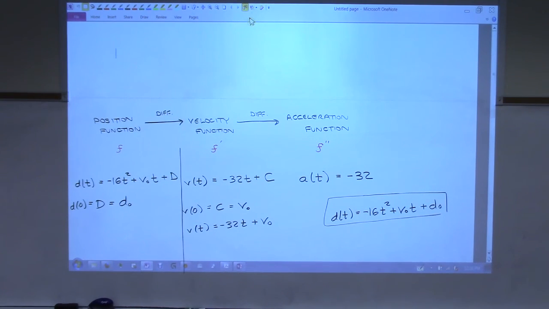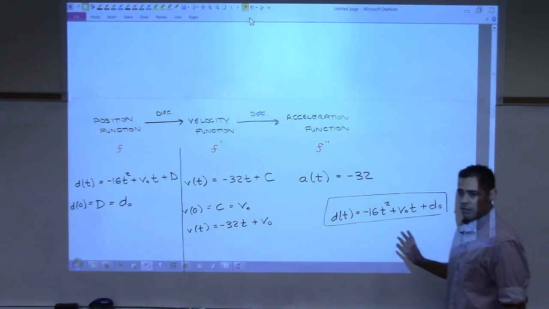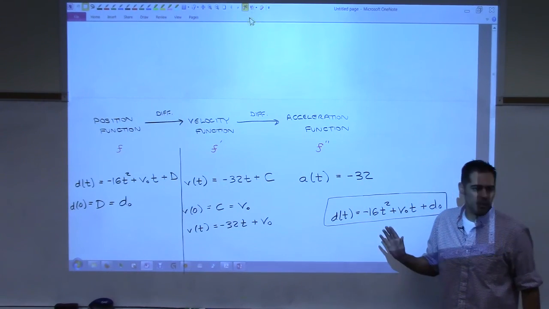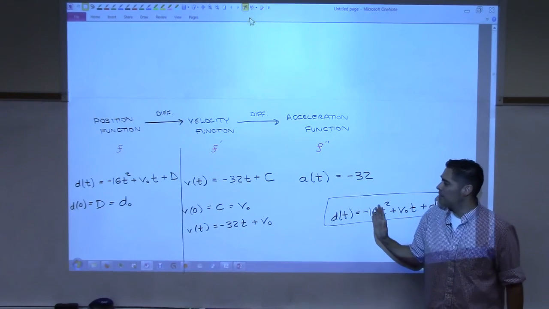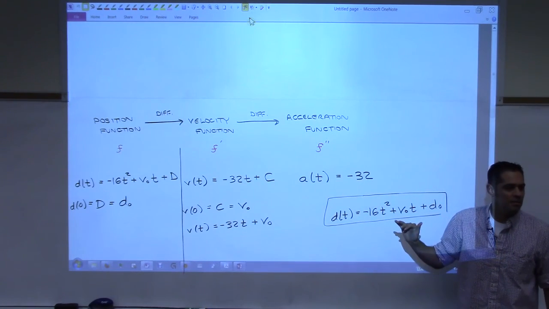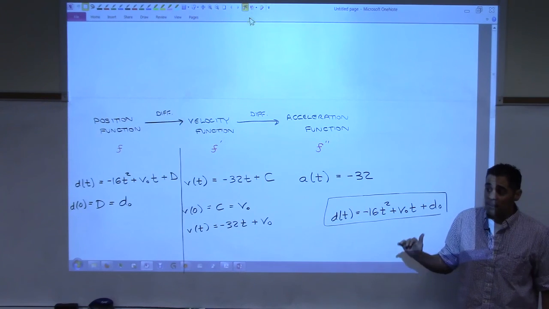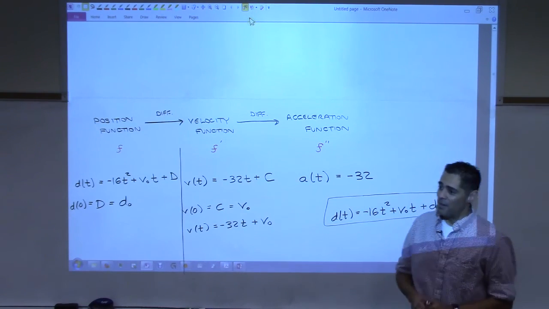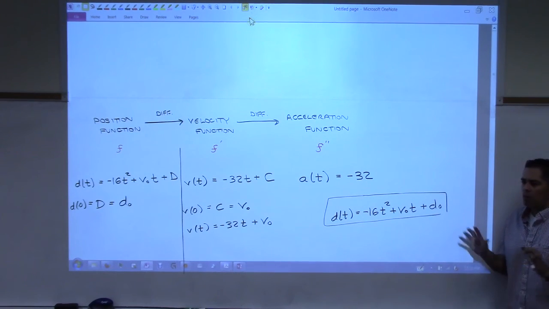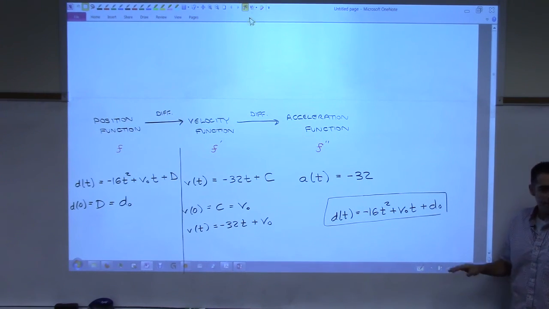Now, we took some things out here. We neglected air. Air resistance does complicate things because then your acceleration function is not a constant. Your acceleration function then depends on a lot of different things. But we start with something like this. This is good enough for a lot of basic applications. All right, so I think that's pretty amazing.